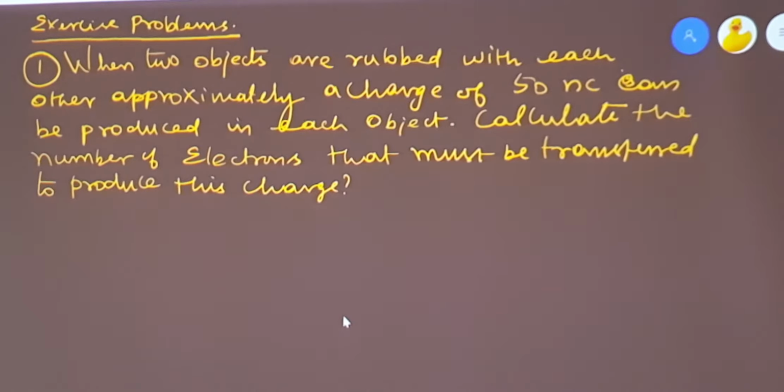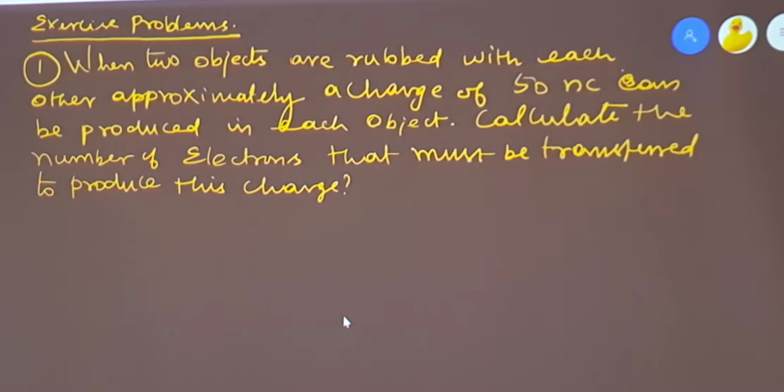So let us go with the exercise problems. Already we have studied about 7 example problems, and in this video let us go with two exercise problems. The first problem, you just go through the problem. When two objects are rubbed with each other, then approximately a charge of 50 nanocoulomb can be produced in each object. Calculate the number of electrons that must be transferred to produce this charge. Go through the problem again.